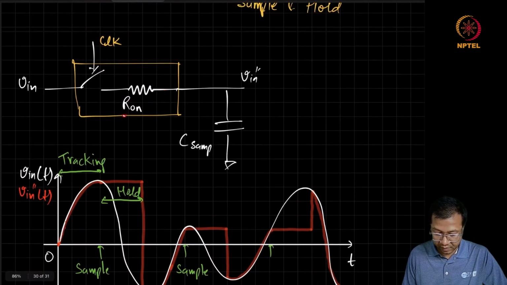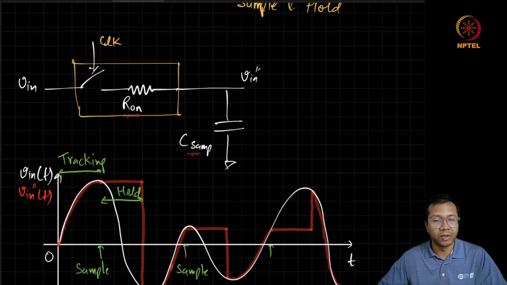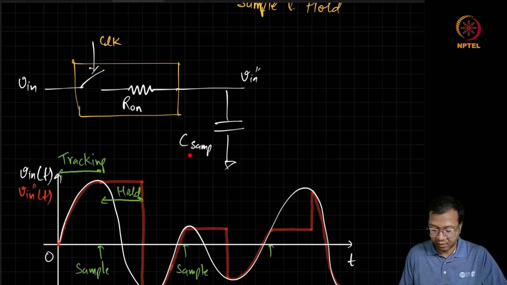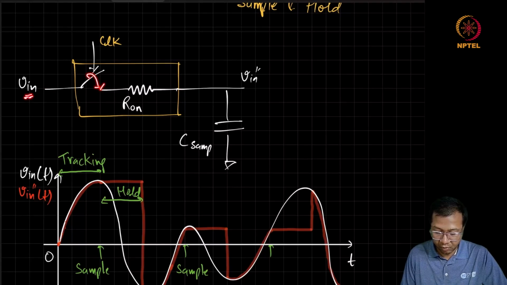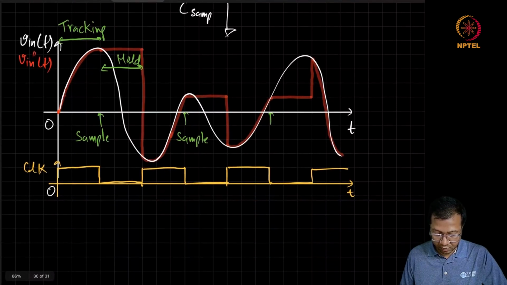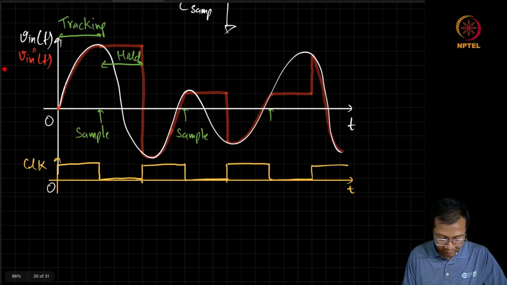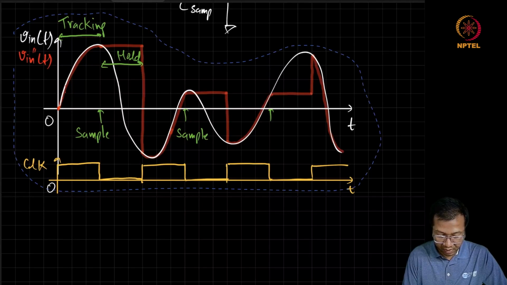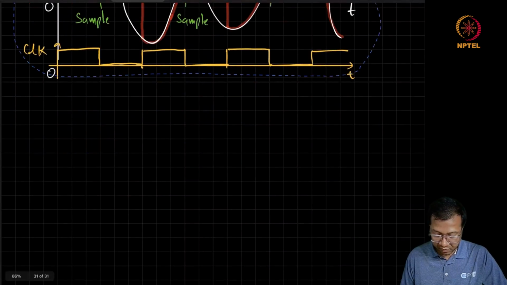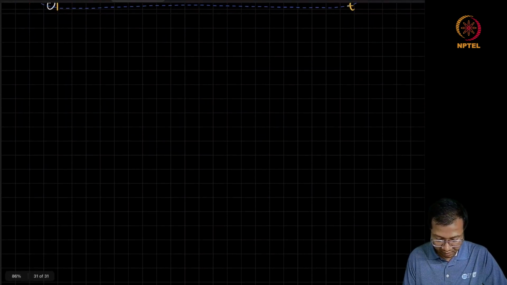Now, in reality, because of the finite resistance of the switch and the capacitance of the sampling node, there will be some kind of delay, or you can say some kind of low pass filtering when the switch is turned on from V to V in dash. So, to understand this, let us try to see how a signal may look in the presence of R on and C sample.